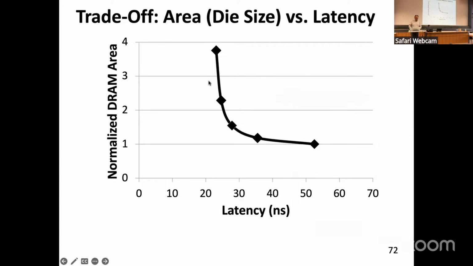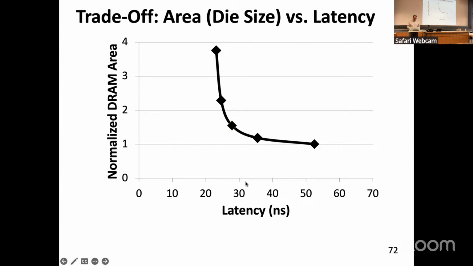We have done this analysis using some analytical models and also some simulations. Essentially, we observed that it depends on how many rows you have in your subarray. In the normal case, we are normalizing these numbers to DRAM area. So 1 means that you're using the same subarray size, which I believe is 512 rows. With that, your latency is somewhere around 50 nanoseconds. And here is your area.